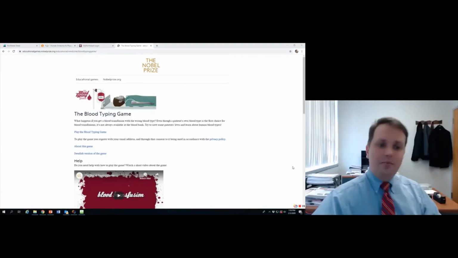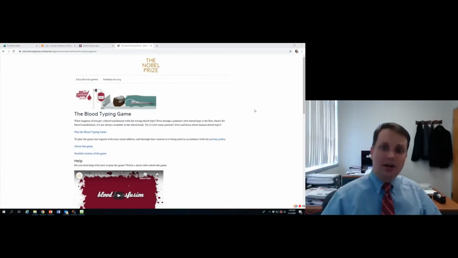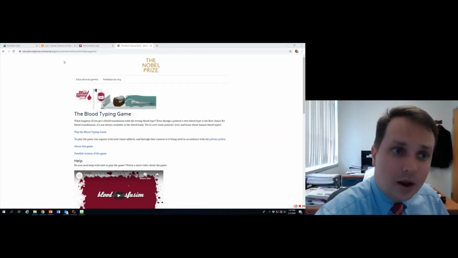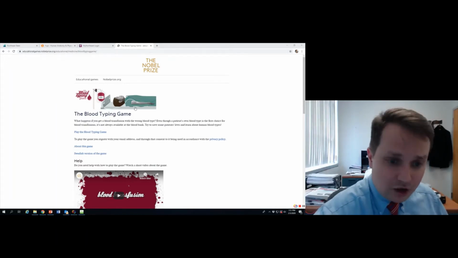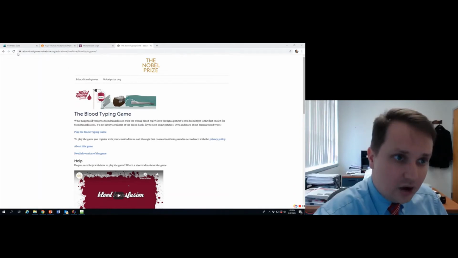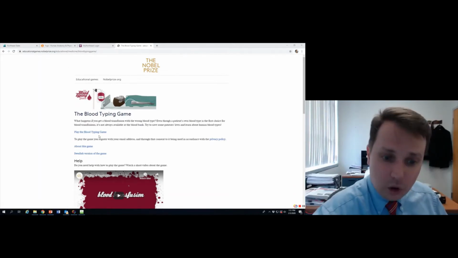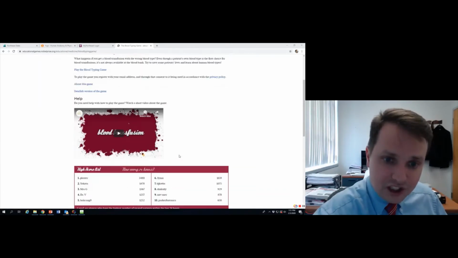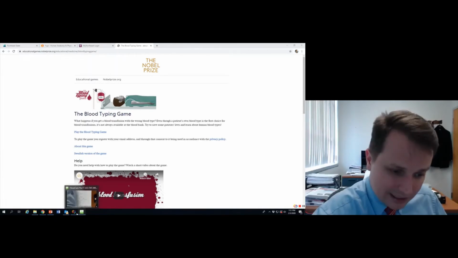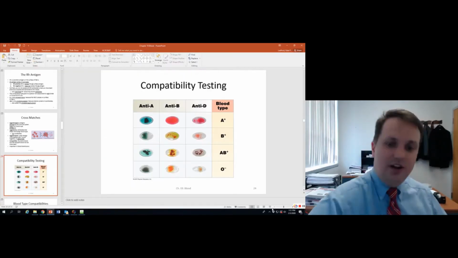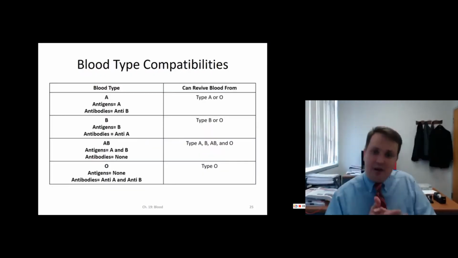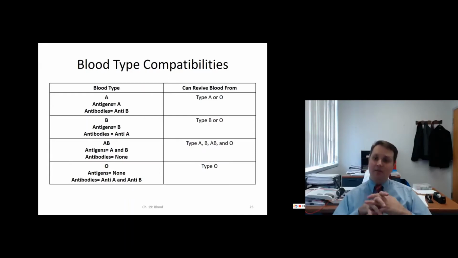If you want to practice this, I do recommend you try it out. Go to Educational Games, NobelPrize.org, Educational Medicine, Blood Typing Game. Just do a Google search for Blood Typing Game. Make sure you go into the Educational Games at NobelPrize.org, and you can play this. It's a really interesting way of seeing what you understand about blood typing and the antibodies present in the agglutination reaction. So, type A possesses A antigen and anti-B antibodies, so they can receive blood from themselves or O.